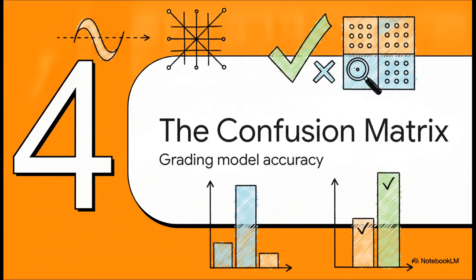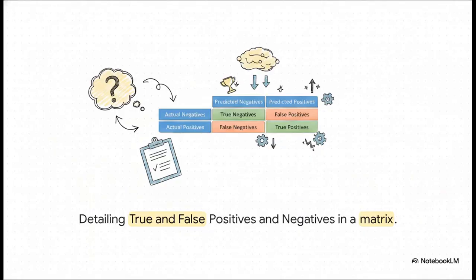Section 4, the confusion matrix explained, grading the model's accuracy. Okay, so our models are making predictions, but how do we actually grade their success? Basic overall accuracy can be a terrible evaluator for class imbalance data.